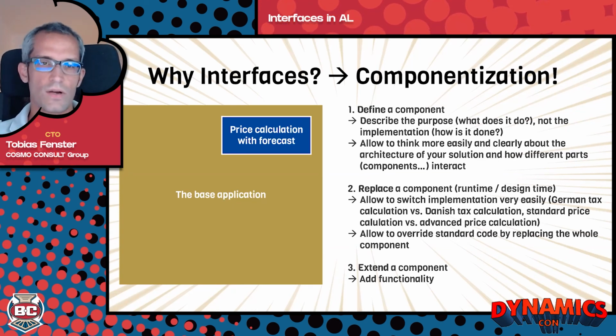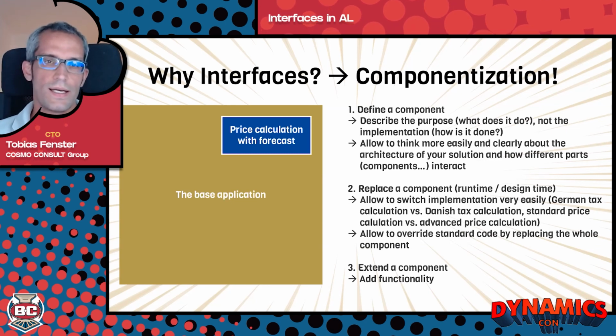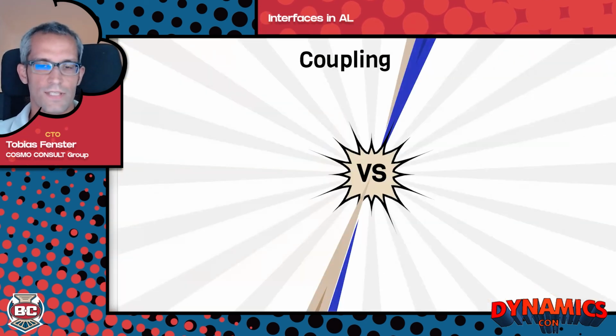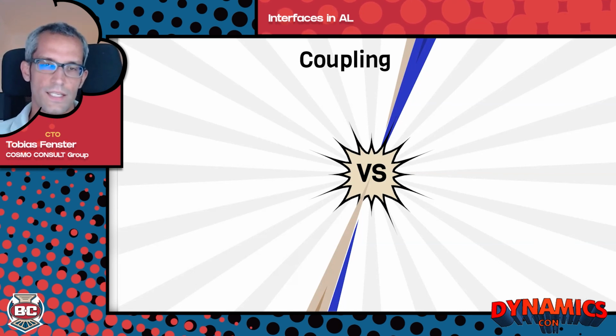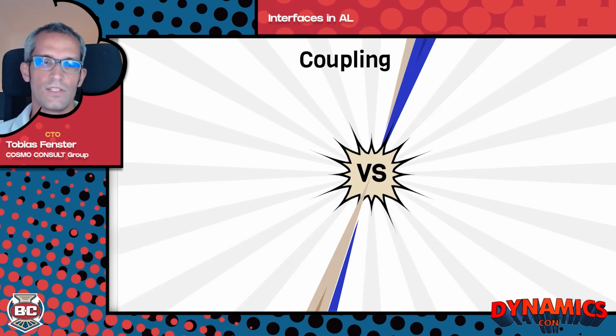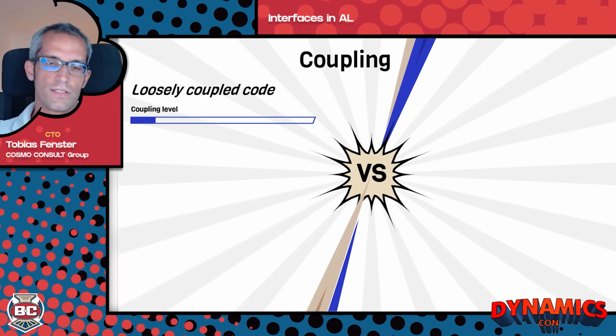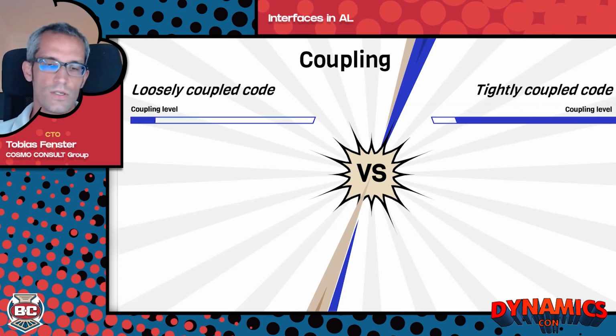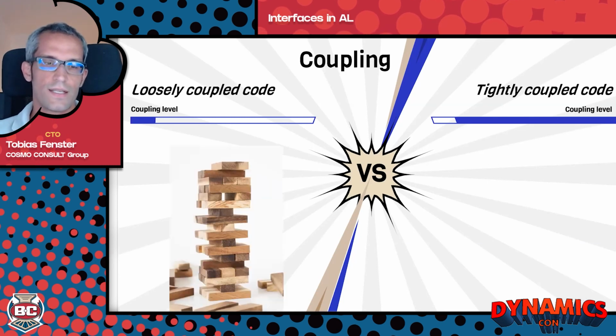Now, a couple of minutes ago, I talked about tightly coupled code, and I want to spend a couple of sentences on what that actually means and why it matters when we're talking about interfaces and components. Coupling essentially means how much interdependence there is between different parts of our application. So how much they are connected, how much they are actually linked to each other. And that matters because if you have very loosely coupled code compared to very tightly coupled code, it's like the difference that I will show here.